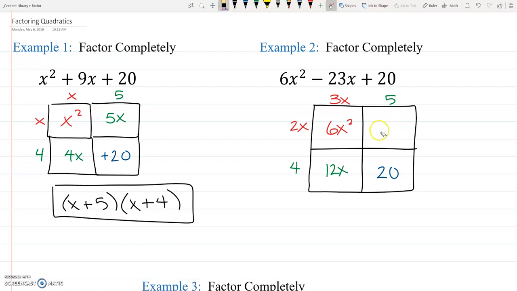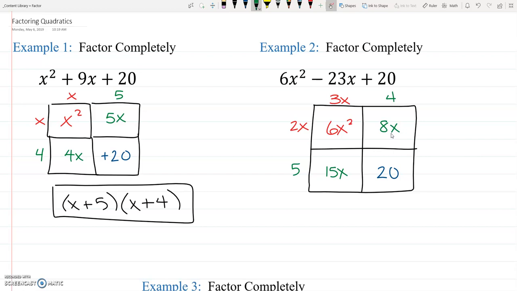I'm going to try switching my 5 and my 4. That will give me some different stuff. If I put a 5 here and a 4 here, the area of these rooms is going to change. This one will now be 15x. This one will now be 8x. Can I make 23x out of 18x and 5x? Yes. But it's got to be negative 23x, so watch what I do.